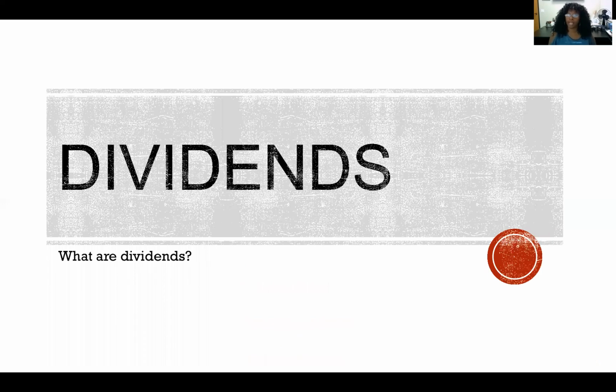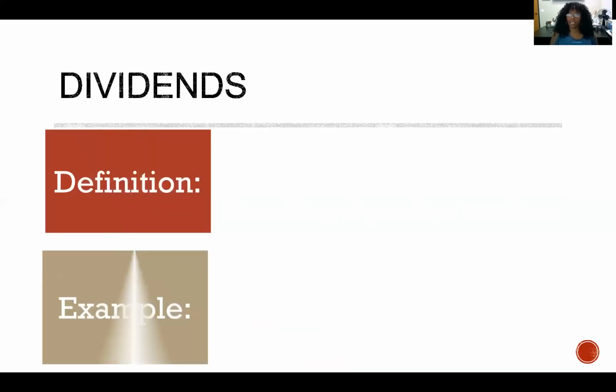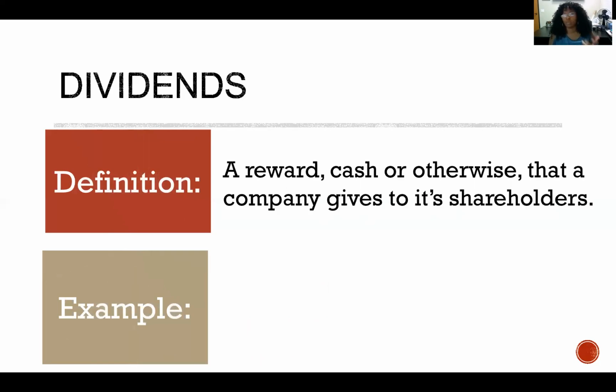And then last but not least, we have the dividends. For the dividends, this is basically a return of capital, but for our purposes, we're going to say it's a reward. It's going to be either cash or stock or otherwise that the company gives to its shareholders. So it's a return of capital. In other words, this is not a business transaction per se. It's basically taking money away from the business.